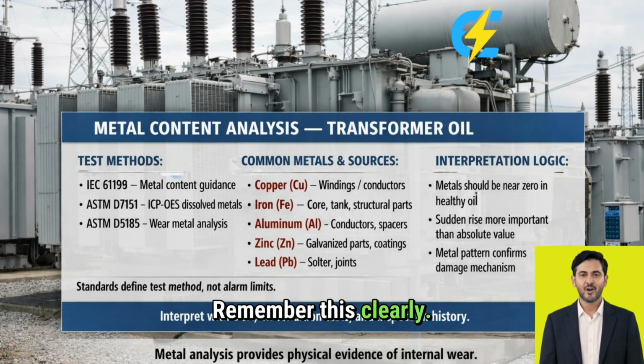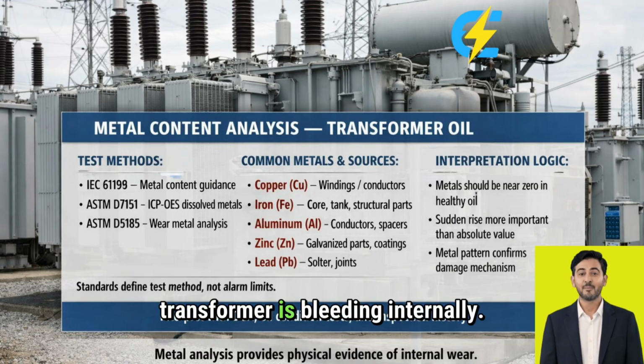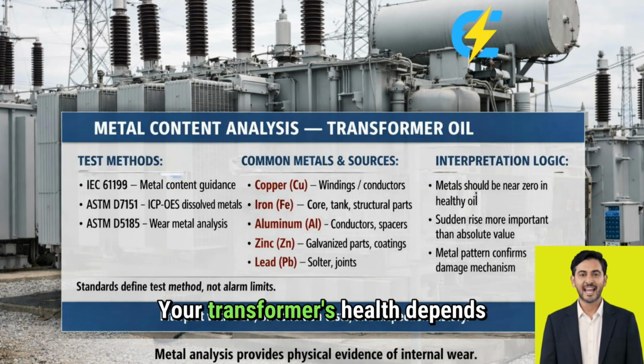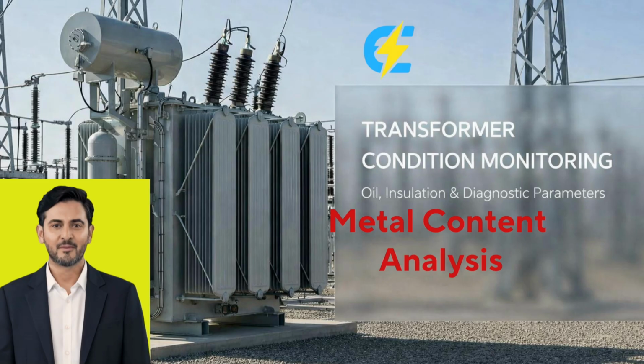Remember this clearly. Oil chemistry shows conditions, metal analysis shows damage, and rising metals mean internal attack or wear is actively occurring. When metals appear, the transformer is bleeding internally. Each copper particle, every iron fragment, every aluminium trace is your transformer's way of communicating its internal condition. Listen to what it's telling you. Trend the data carefully and correlate with other diagnostic tools. Your transformer's health depends on understanding these metallic messengers floating in its oil.